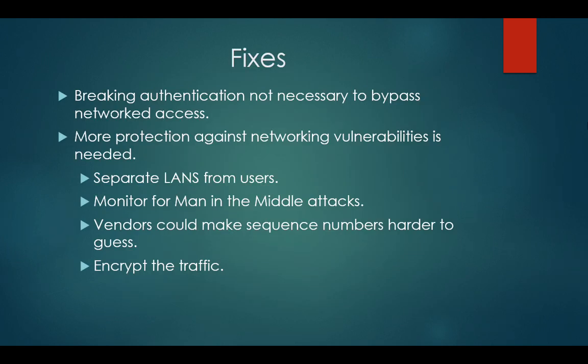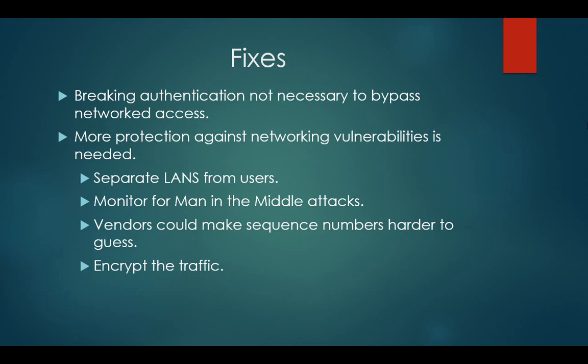Some fixes can be made to this. Because breaking authentication is not necessary to bypass network access, more protection is needed against network vulnerabilities. Some ways to fix this are to put separate LANs for users and separate LANs for the controller and the database. Another way to help find this attack is to monitor for man-in-the-middle attacks, which can be found by any unknown access or any unknown traffic.